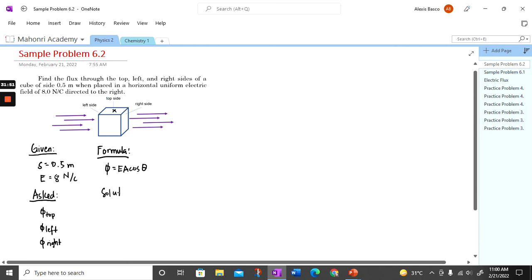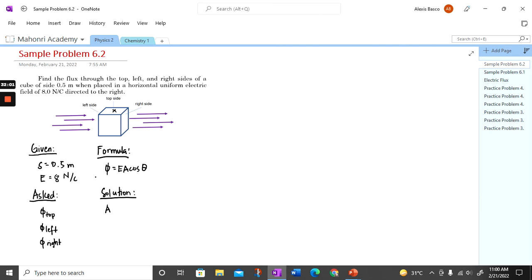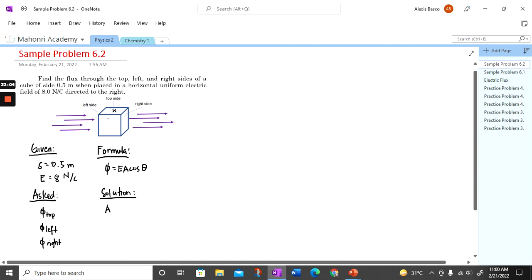Solution. So what I want to do first is to find my area. But for the area here, the area of a cube is different. Area of a cube is S cubed. What I want to find is the area of my surface. They asked me to look for the flux for three surfaces: the left side, the top side, and the right side. So meaning I only have to find the area of this side, not the whole cube.